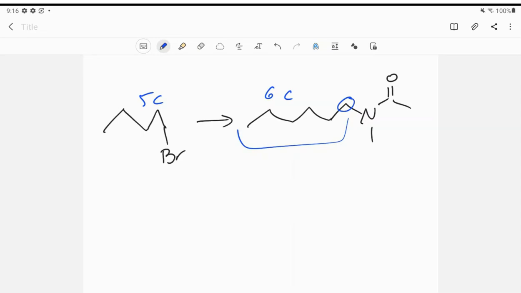Okay, so good idea. I like that. And let's, I don't know, let's use a non-nucleophilic solvent. How about DMF? Yeah, that'll work. Okay. Cool. All right, so now we have 6 carbons and a nitrogen.